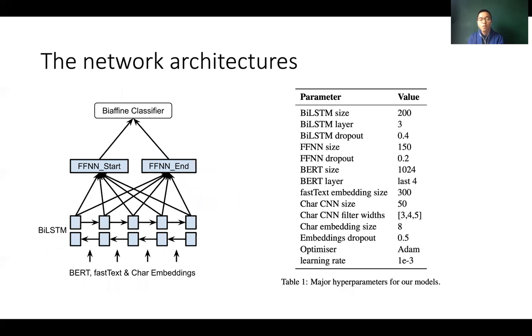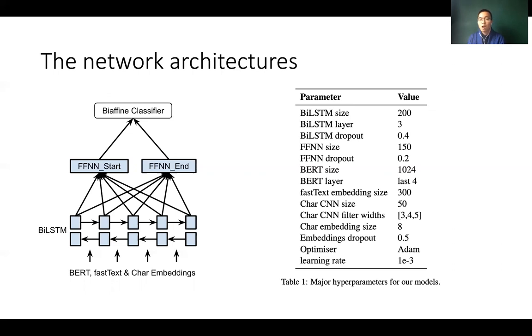In terms of the network architecture of our system, we use three different word embeddings. The first is the BERT embedding, then the fastText embedding, which is a context-independent embedding, and also the CNN-based character embeddings. After we gather all those three embeddings, we concatenate them and feed them into multi-layer bidirectional LSTMs. This creates our initial word representation.